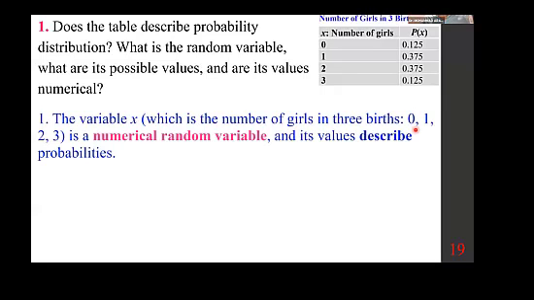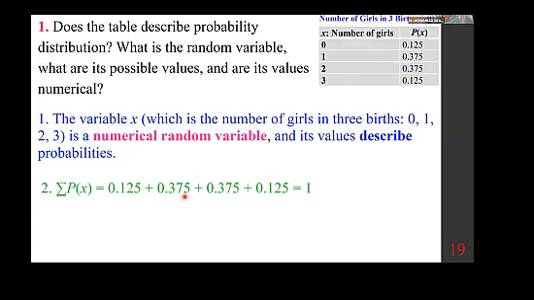The variable x, which is the number of girls in 3 births, 0, 1, 2, 3, is a numerical random variable, and its values describe probabilities, summation of p of x. That means, as always, remember the sum of probabilities must add up to 1. So if you look at the second column, we add up those numbers, 0.125, 0.375, 0.375, 0.125. They must add up to 1.